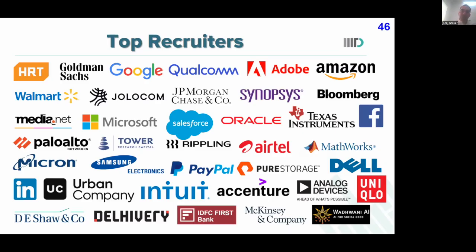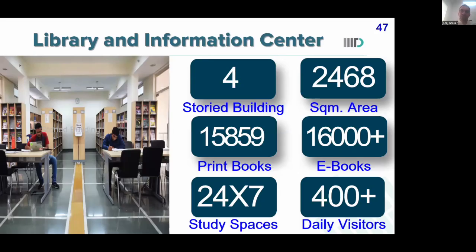In terms of infrastructure, we have a very rich infrastructure. Our library is a 4-storied building with more than 2,400 square meter area. And one very interesting feature of our library is, so typically in libraries, there is a silence zone where you're not allowed to speak. But IIIT Delhi Library has more discussion rooms and more area dedicated to discussions and brainstorming sessions than the silent zones. So the library is definitely going to have some silent zones, but we have a large amount of area that is dedicated to study spaces which are open 24/7.